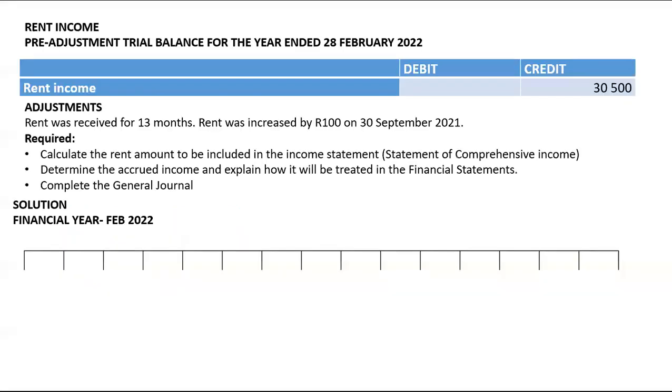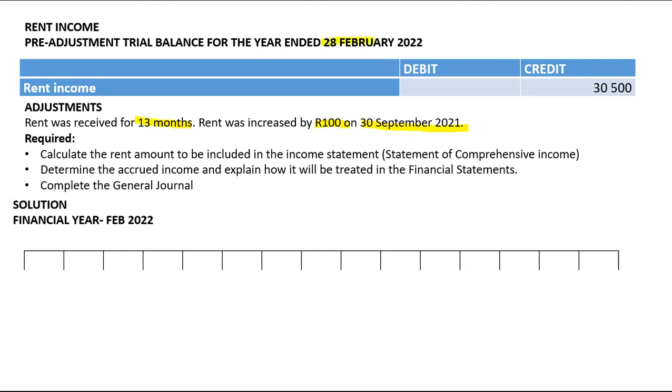Let us quickly do example 3. We are given a pre-adjustment trial balance for the year ended 28th of February 2022. Rent income is 30,500. You were told that rent was received for 30 months, and rent was increased by 100 Rand on the 30th of September.